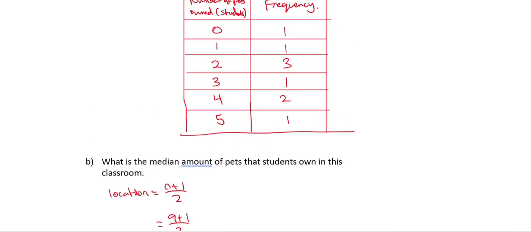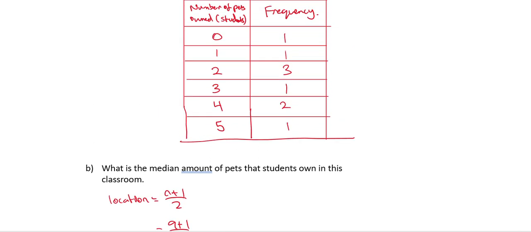You can just go to your table. You can just look at your table and just count up to 5. So I got 1, 2, 3, 4, 5. Or if you really wanted to, you can just write your list again. So if I write my list again, I'm just going to write 0, 1, 2, 2, 2.